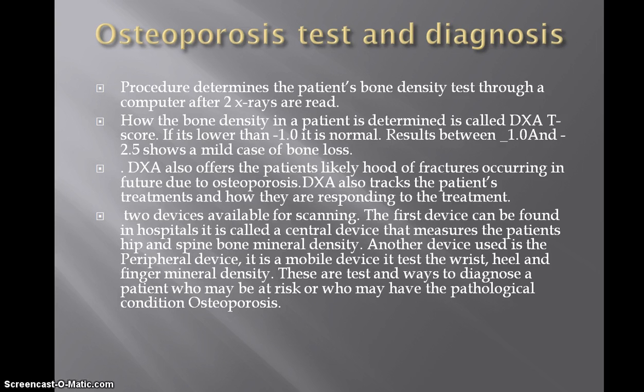There are 2 devices available for scanning. The first device can be found in hospitals. It is called a central device that measures the patient's hip and spine bone mineral density. Another device used is the peripheral device. It is a mobile device. It tests the wrist, heel, and finger mineral density. These are tests and ways to diagnose a patient who may be at risk or who may have the pathological condition osteoporosis.